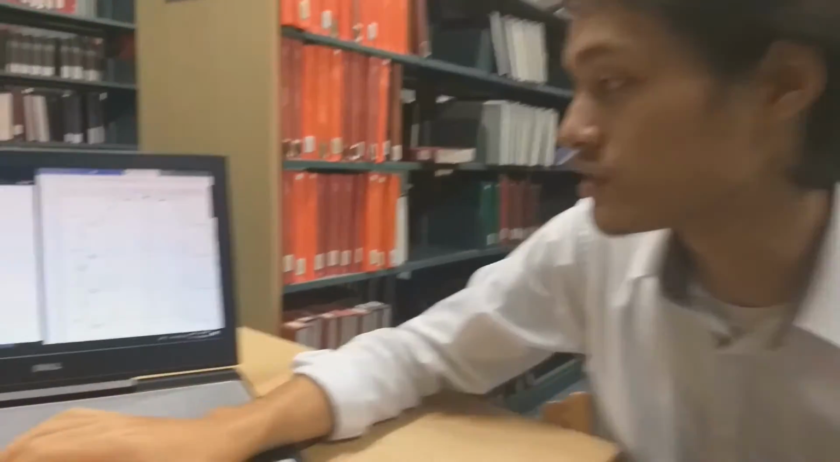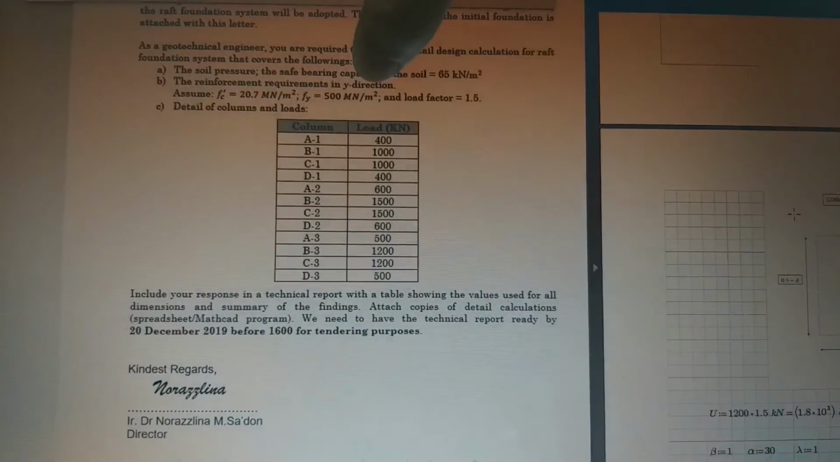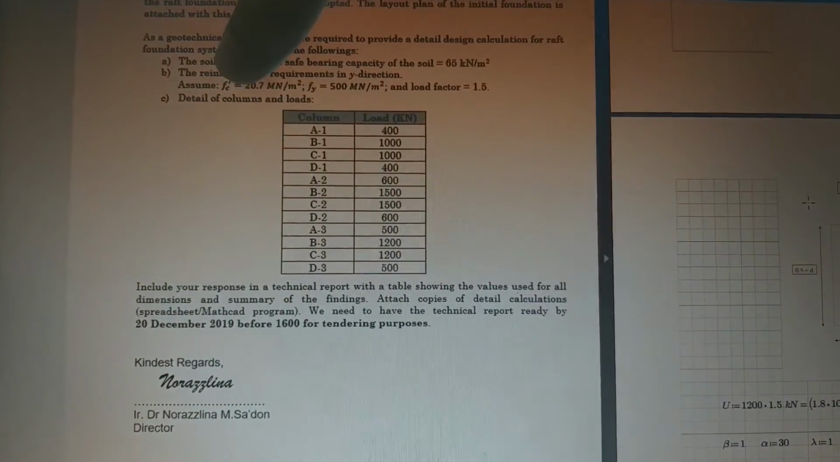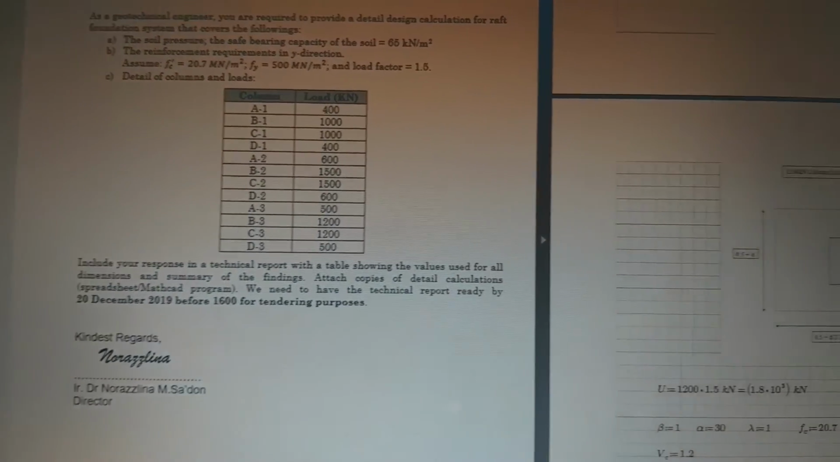Thank you very much. My name is Muhammad Izzuddin bin Rizwan, and I will be explaining part B of the assignment model, for the given assignment. Part B will be calculating the reinforcement requirement in the y direction. Here we have given the FC and Fy, with the load factor of 1.5.